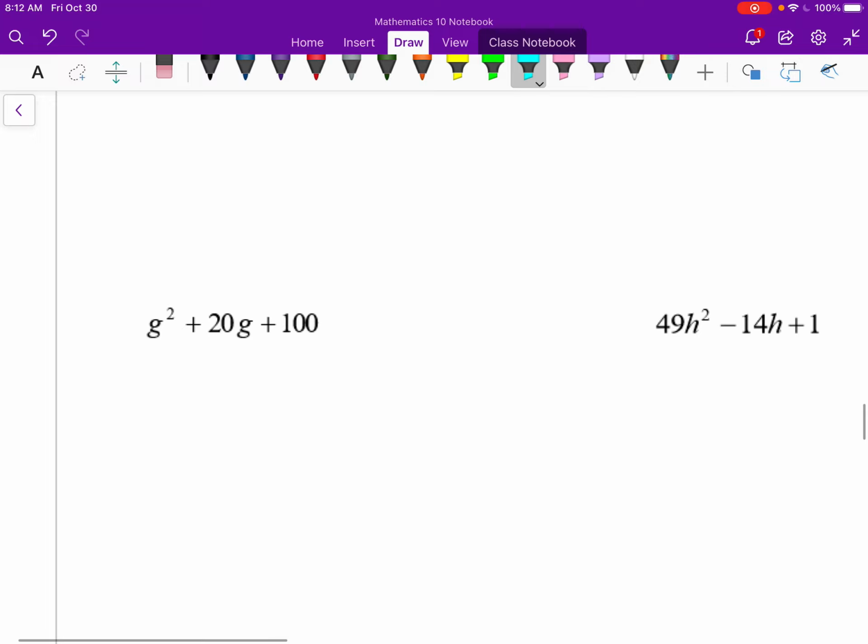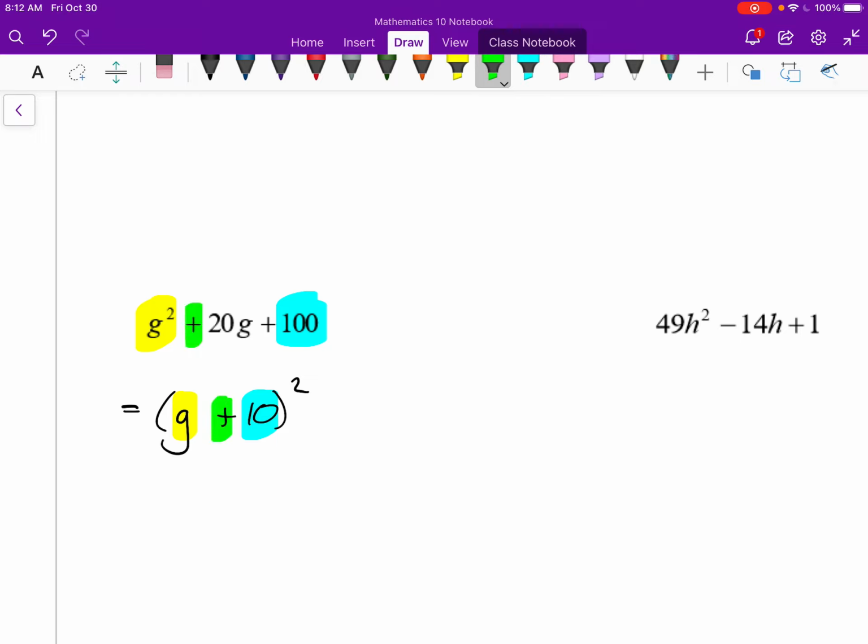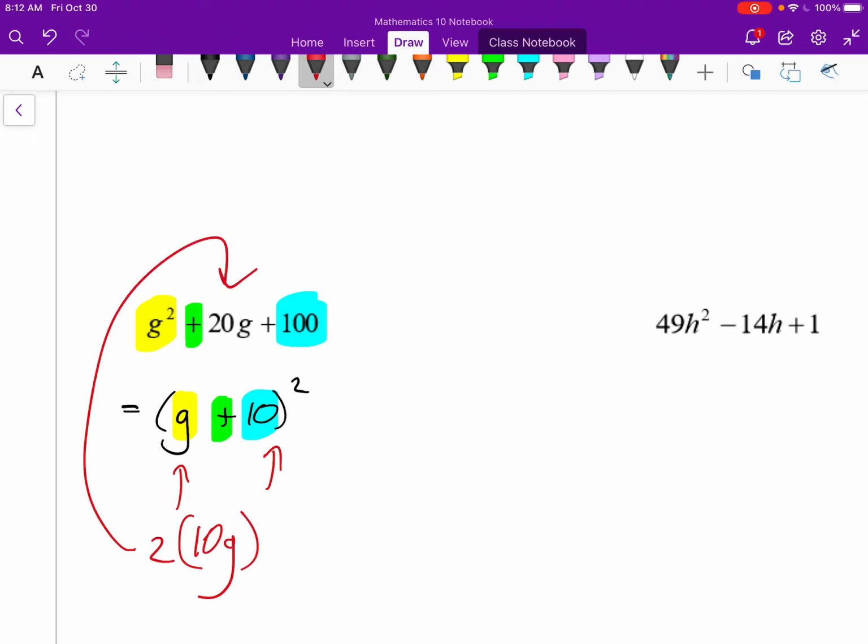Is this a perfect square? Yep. G times g is g squared. 10 times 10 is 100. So the middle term I'll get to in a bit. But if this is a perfect square, my factors are going to start with g plus 10 both squared. And I did that pretty quickly because I've been kind of saying the same things over and over again now. That's it. Let me just double check. G times 10 is 10g, times 2 is 20g. Yep, we're great.